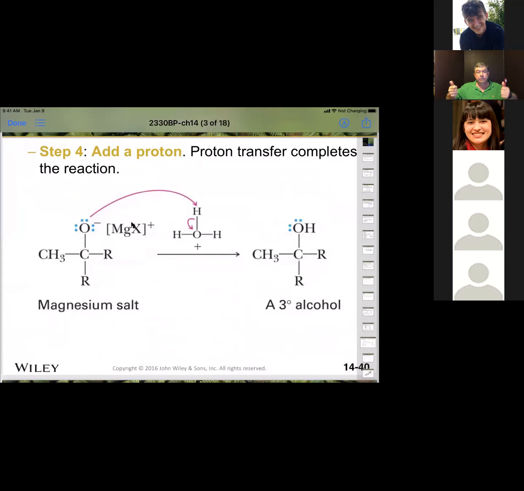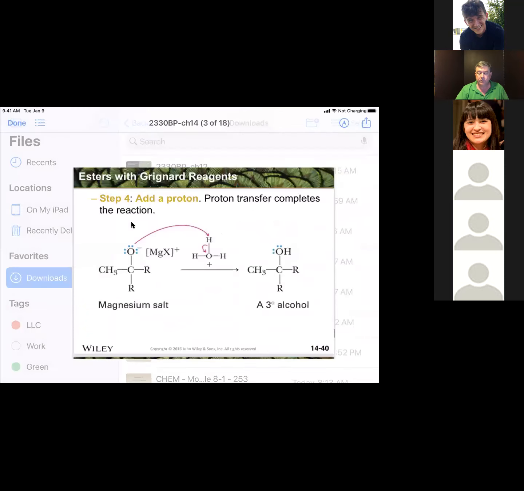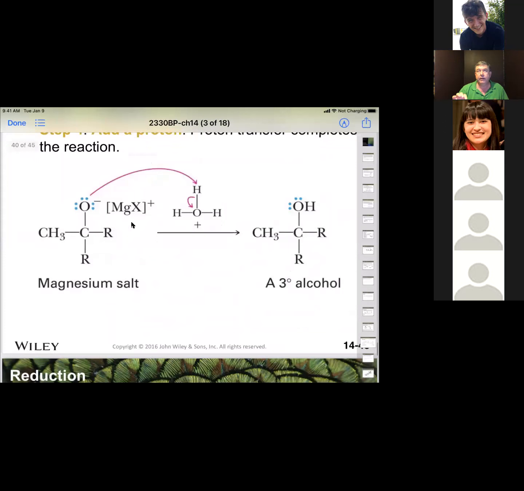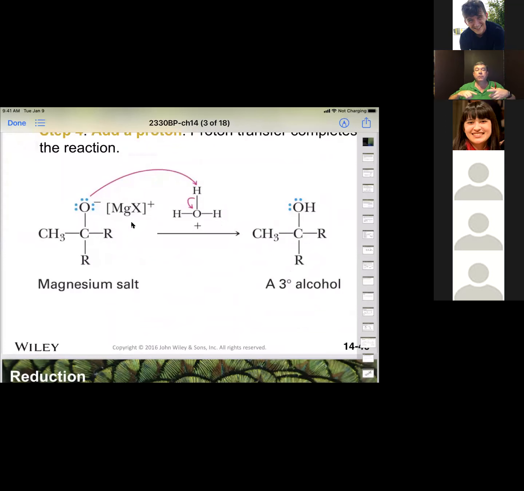All right, does that mechanism make sense? So I thought we had another mechanism where we had something else reform a carbonyl and then it reacted again.